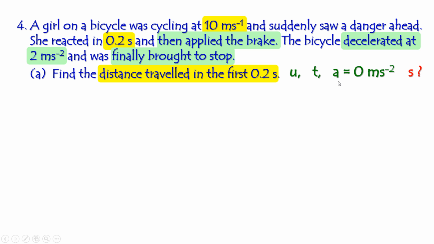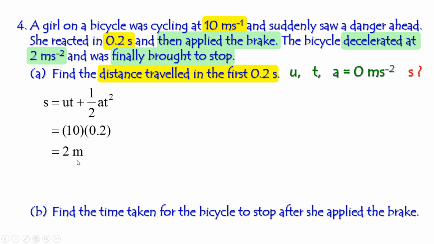Is it okay? So if you have u, t, a, and you need to find the value of s, which equation will you use? You will use the third equation, s equals to ut plus half at squared, and then put the data into the equation. The initial speed is 10, and the time taken is 0.2, and there is no acceleration, so you can ignore the second term on the right hand side. Okay, and 10 times 0.2 is 2 meter. That means she travelled 2 meter without doing anything. Afterwards, she applied the brake.